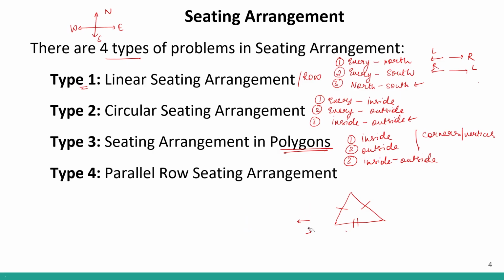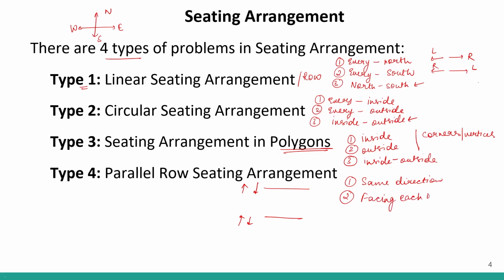Then we have parallel row seating arrangement. This is similar to linear row, except that there are two rows now. So there are four possibilities. The first possibility is same direction. Same direction means, let's say this is facing south, this is also facing south, or this is facing north, this is also facing north. The second possibility is facing each other.